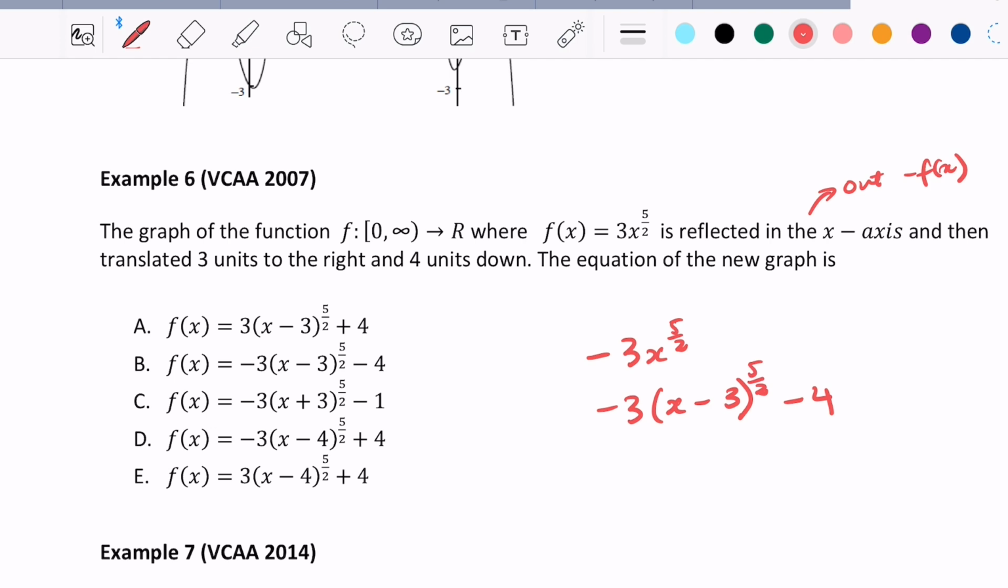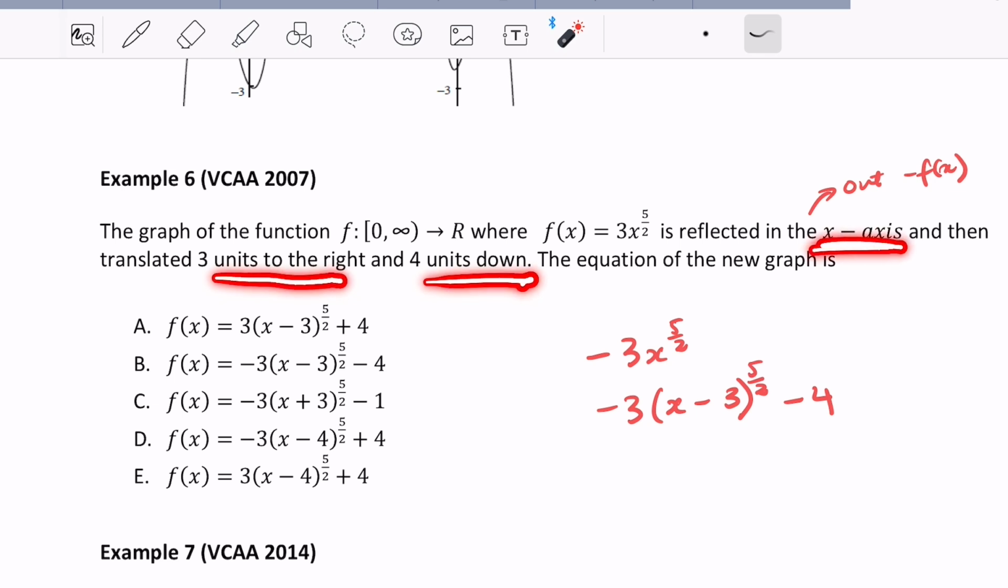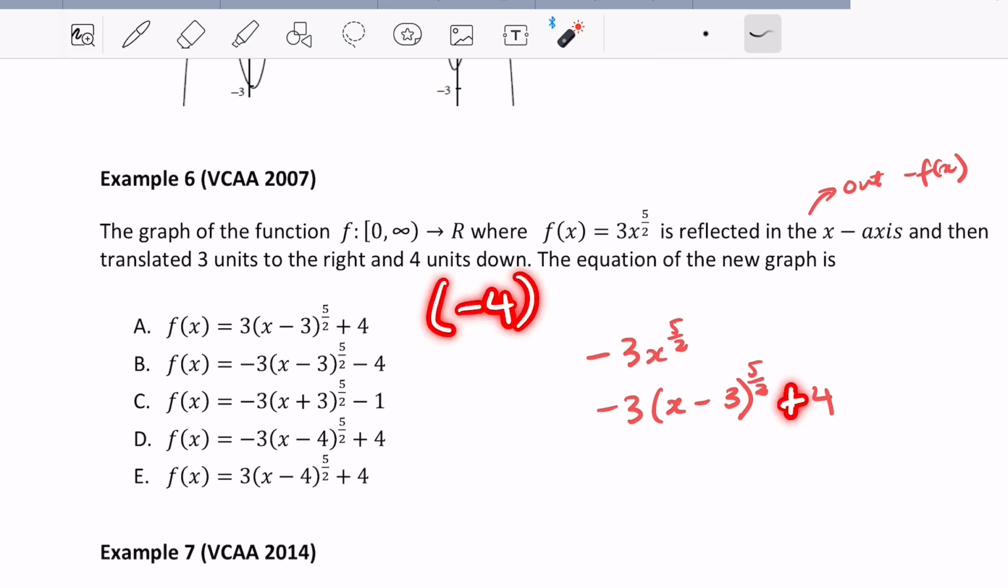You do need to make sure that the order is very important. So for example, if they told us we first moved to the right and then 4 units down, and then we had the reflection, we would actually expect for it to be a +4, because we would move it 4 units down, then we would reflect, then we would take the negative of the entire equation.